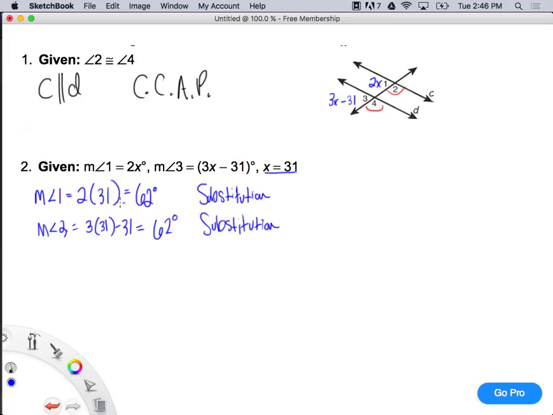Okay. Well, measure of angle 1 is equal to 62 degrees, and measure of angle 3 is equal to 62 degrees. That's great. Now what? I know that they're equal. Therefore, measure of angle 1 equals measure of angle 3. And what's that property that if two things are equal to the same thing, they are equal to each other? Not reflexive. Transitive.